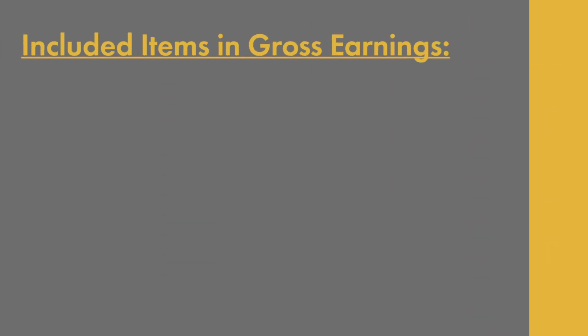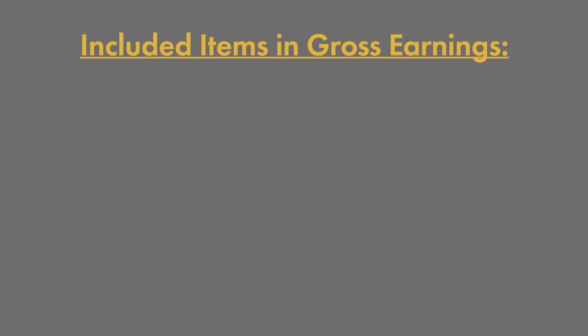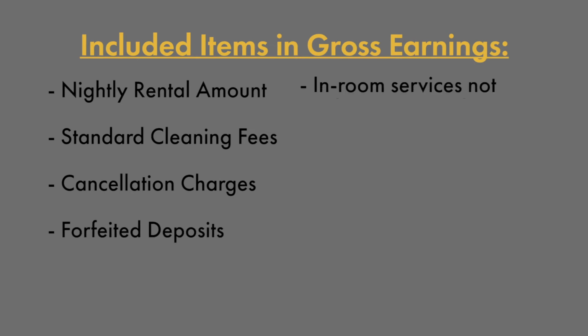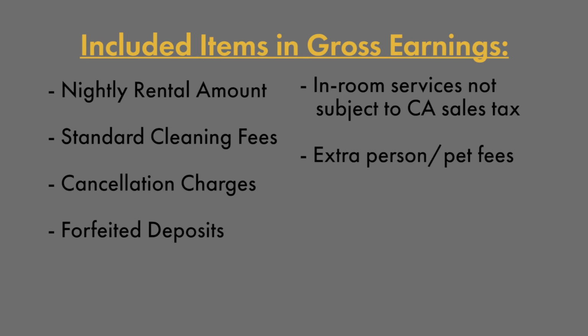When calculating your transient occupancy tax, here's the list of what should be included in the total/gross rental earnings. They should include nightly rental amount, standard cleaning fees, cancellation charges, forfeited deposits, in-room services such as Wi-Fi, internet, cable, movie subscriptions, and all services not subject to a California sales tax, extra person/pet fees, resort fees, and room equipment.